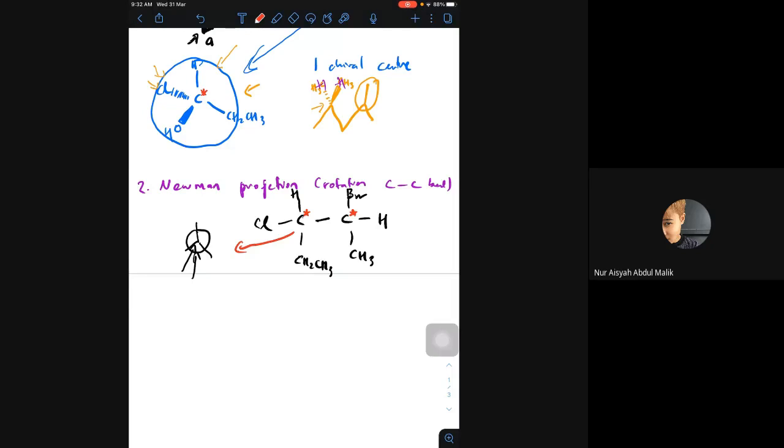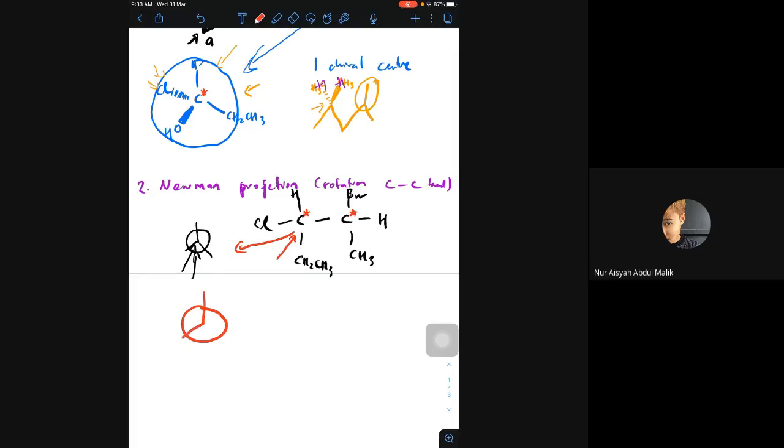So once you have determined the chiral center, you can start to draw the Newman projection. My advice is to draw the circle first, a circle in the middle. Once you draw the circle, you draw the carbon that is in front.